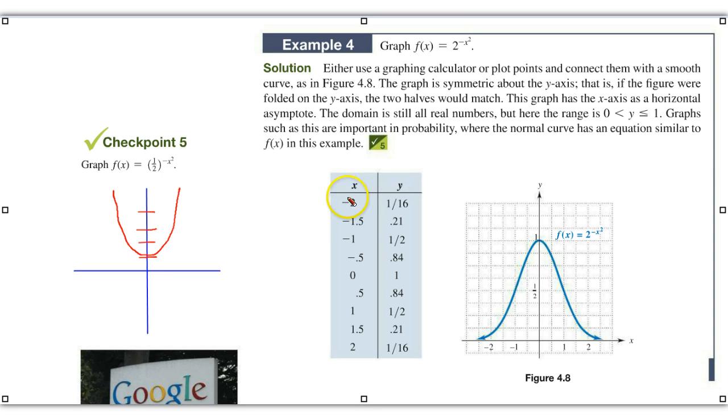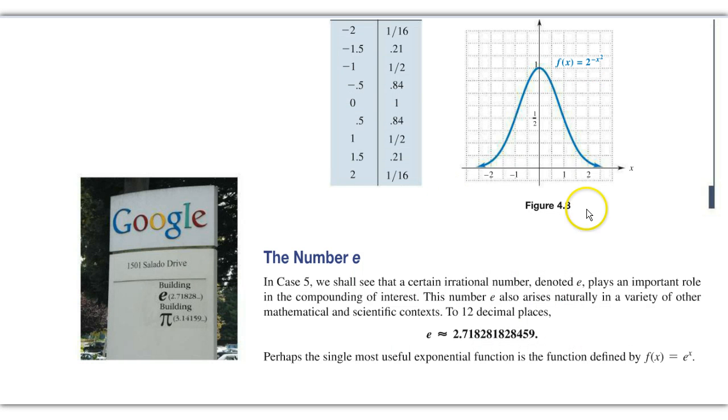Now I have a graphing calculator, so I was able to actually put this in there, and this is the graph I got. So again, it's still going through 1 and looks something like that. Now at this time in our textbook, they're introducing the number e, which is a useful number. It's in our calculator. It's an irrational number, and it plays an important role in compounding of interest.